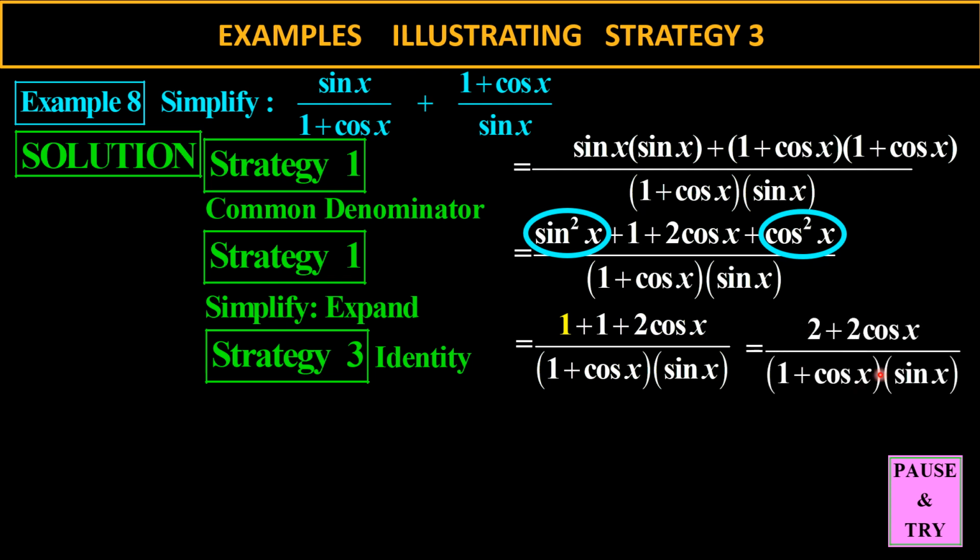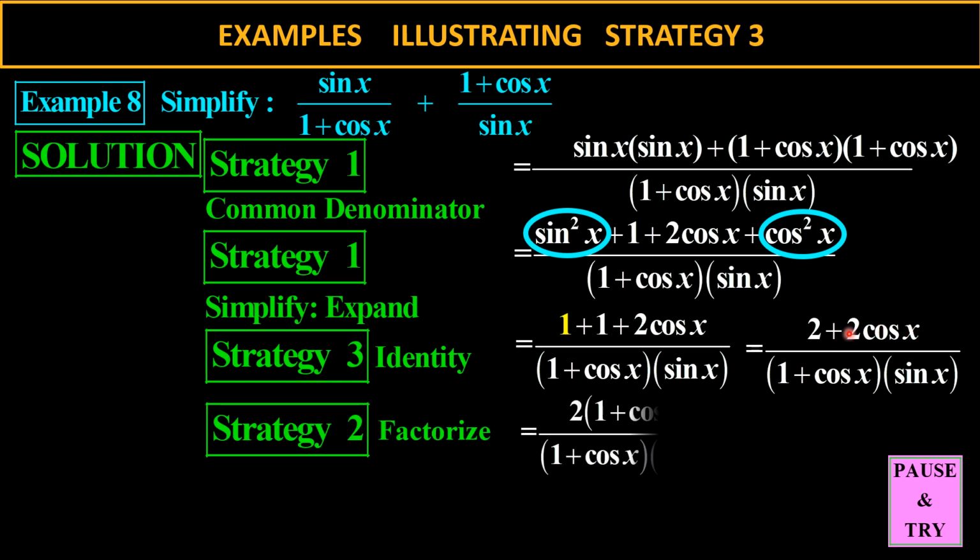Now let's look at this again. Any like terms? No. Right? This is already factorized. No like terms there, but what can I do with that? That's correct. I can use strategy 2. I can factorize. And that is taking out a 2 as a common factor.